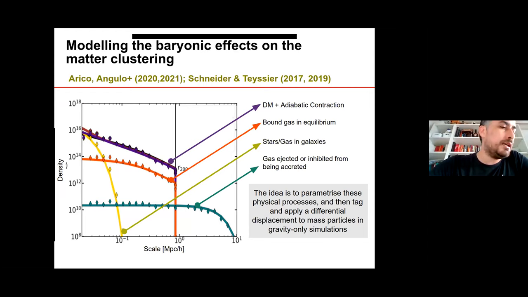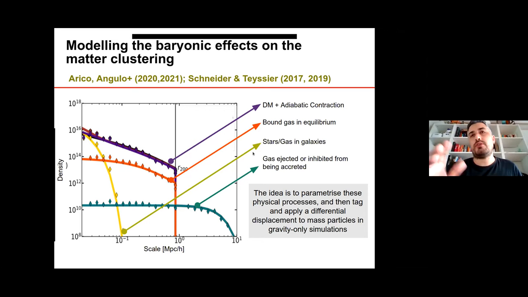description of astrophysics. So what we decided to do was to describe the variance in a given dark matter halo as the contribution of five different components, right? You have dark matter, but also gas that could be bound, in hydrostatic equilibrium. You have stars clustering in the center. And then you also have gas that has been ejected or prevented from accretion, that can extend even a few times the virial radius. The basic idea is that now, instead of taking this as given, we parameterize them.